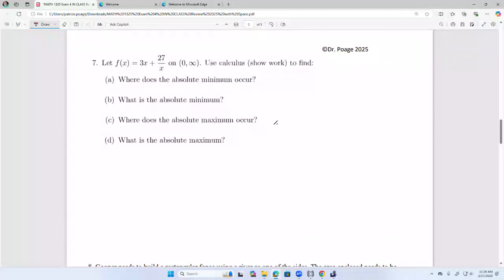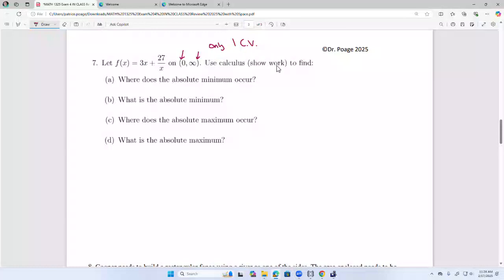Number 7. We're given f of x on an open interval. So an open interval means we're going to have only one critical value, and that means we'll have only a max or a min, not both. So we need the second derivative to show us which.